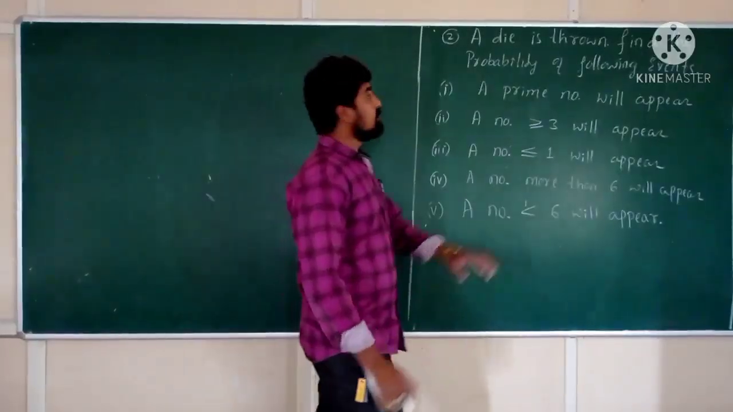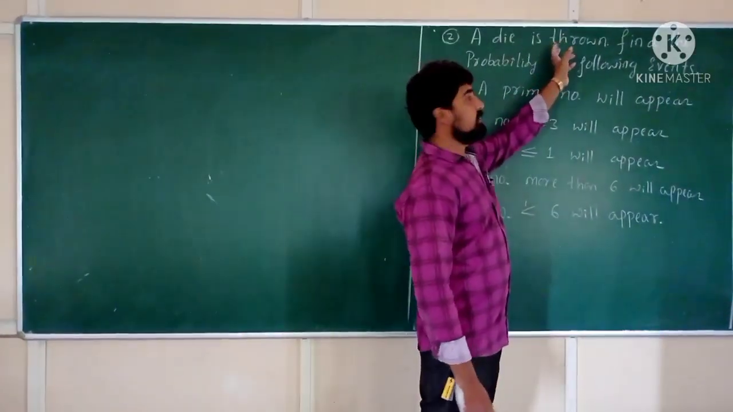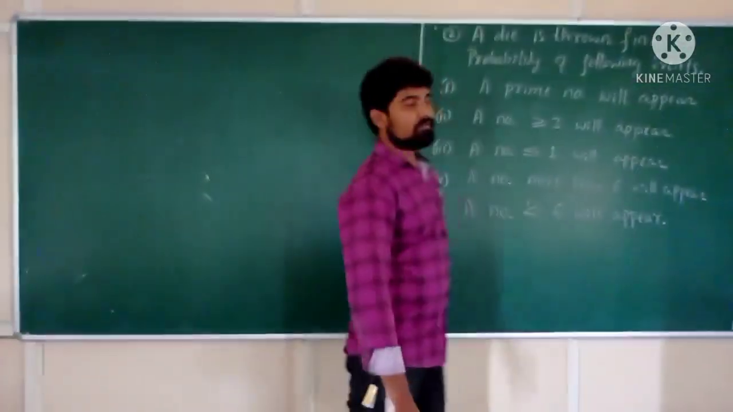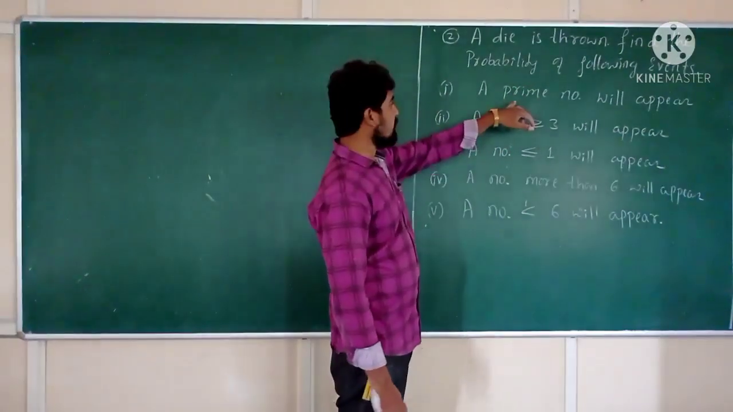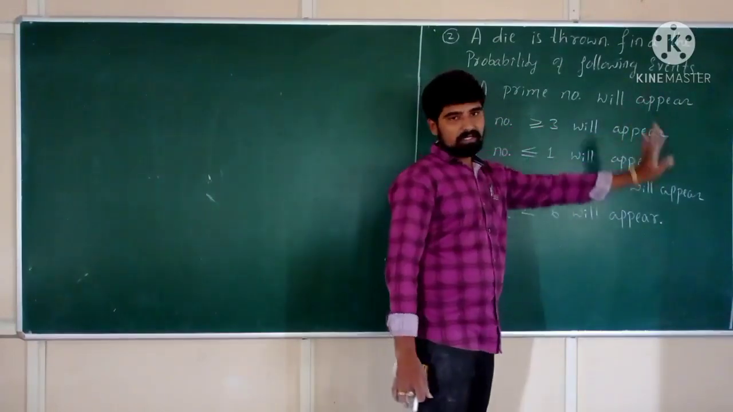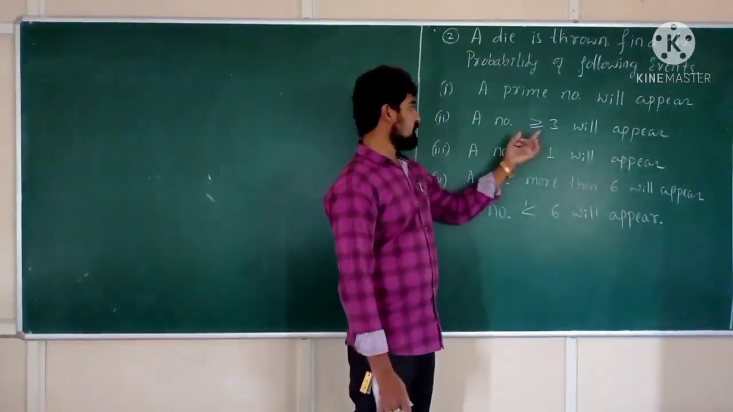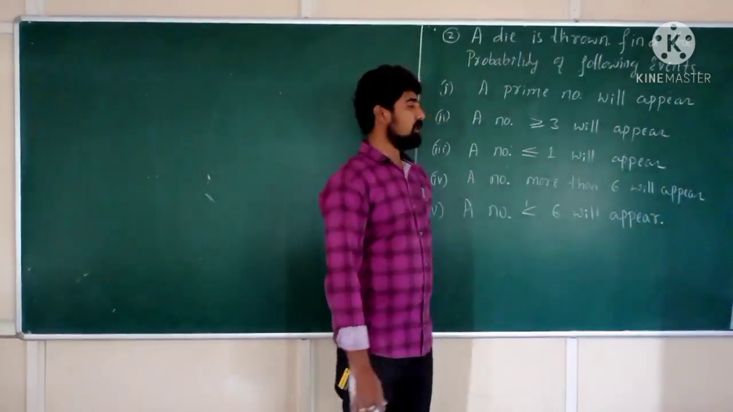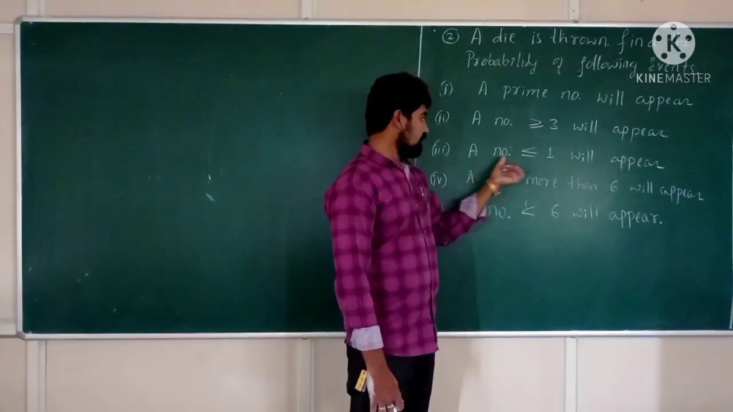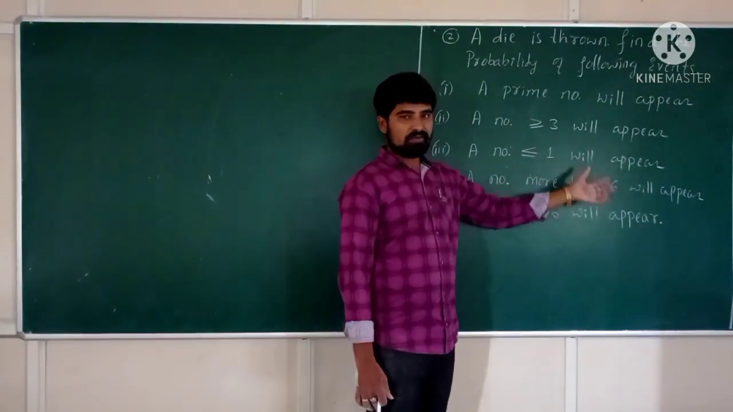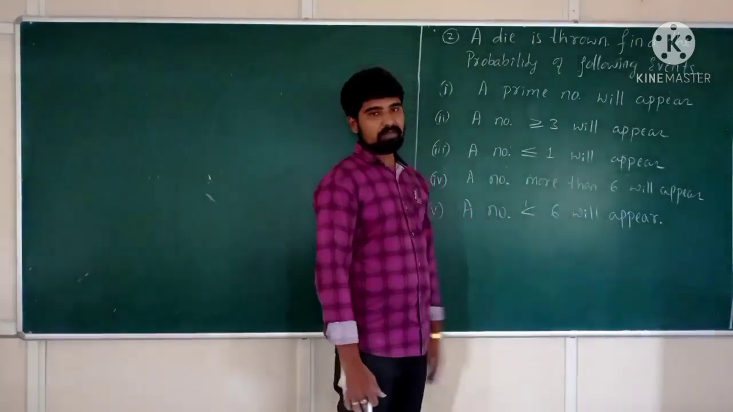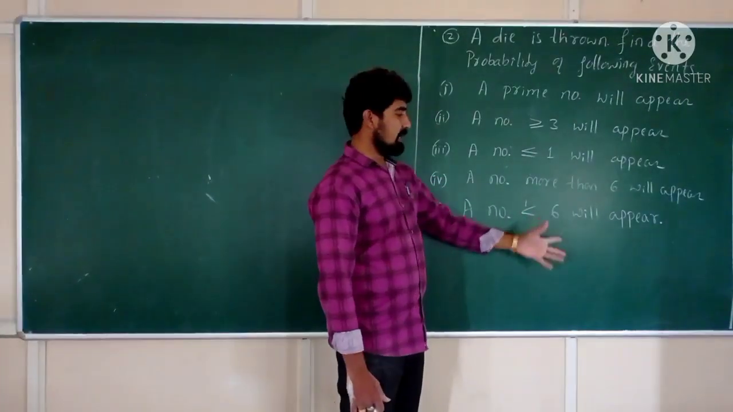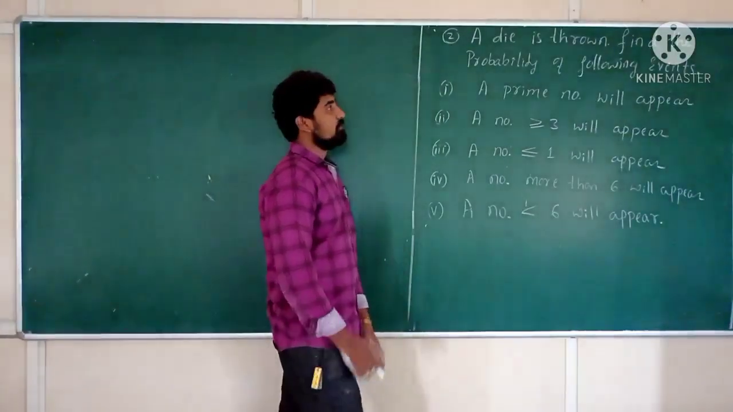Now the second question: a die is thrown, then we need to find out the probability of the following events. First, a prime number will appear, and second, a number greater than or equal to 3 will appear, and the third, a number less than or equal to 1 will appear, and the fourth, a number more than 6 will appear, and a number less than 6 will appear.